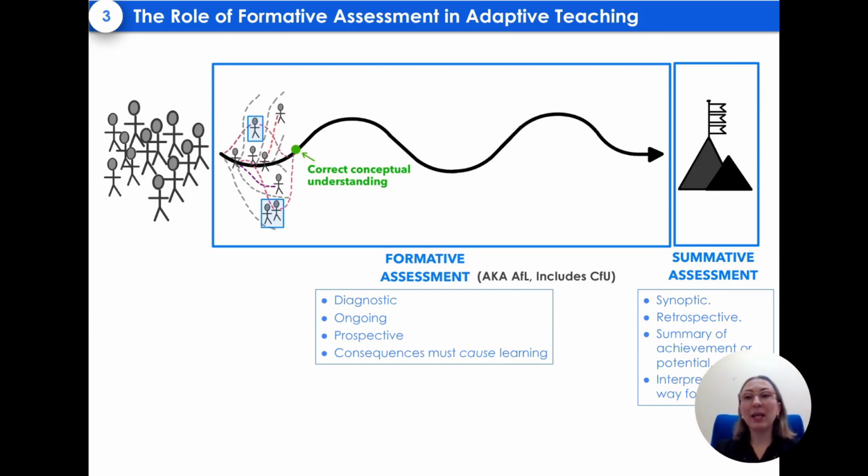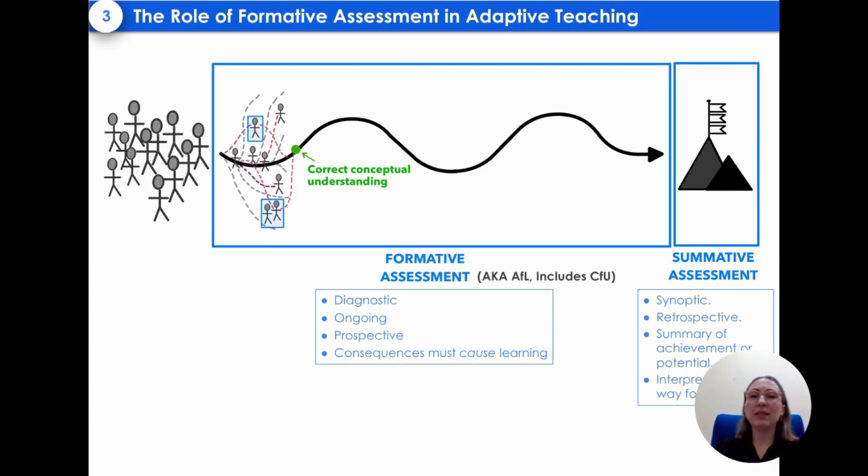Checking for understanding is not quite synonymous in my mind. I would say that adaptive teaching includes checking for understanding, but to me, checking for understanding is the act of revealing the meaning, and it doesn't explicitly include the response and the action, whereas formative assessment does.